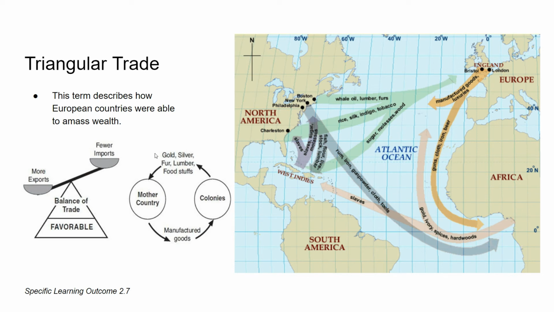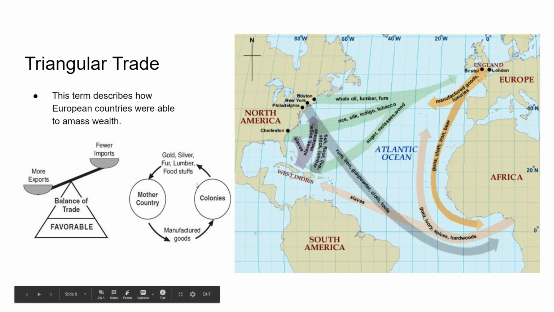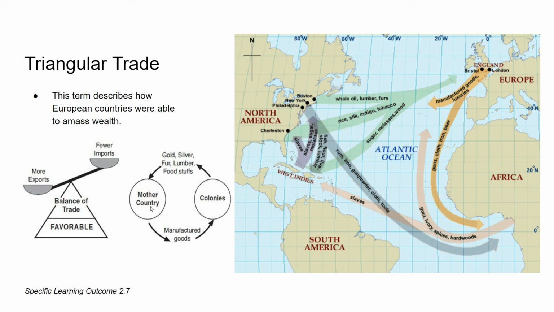Okay, now let's look at this kind of circular looking diagram. So as you can see, the mother country is the European power. They're manufacturing goods and selling them to the colonies because there wasn't really a strong industry in the colonies. However, the colonies would then sell all of their resources back to the mother country. So as you can see, it's this vicious cycle where it just keeps going and going and going. You're buying, you're selling, you're buying, you're selling.